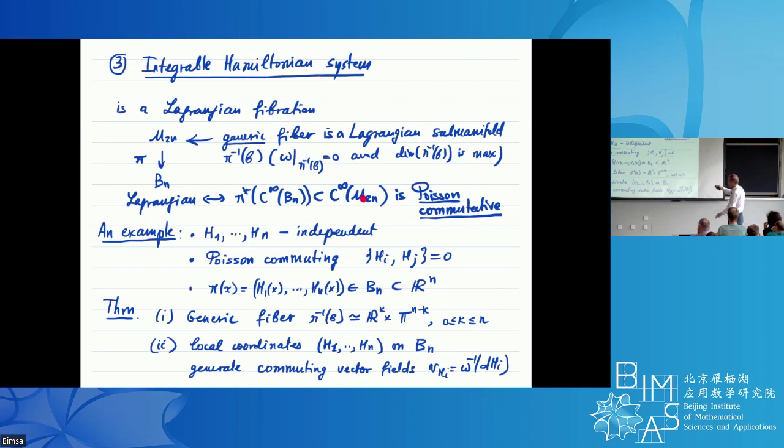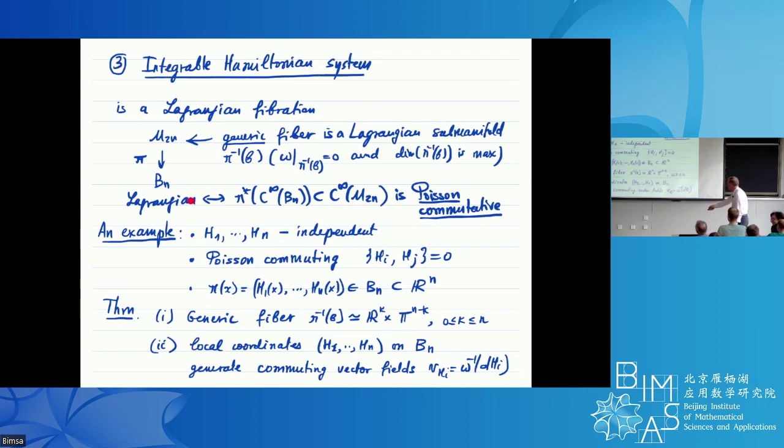This is a very important class of submanifolds in every symplectic space. And algebraically, this means the following. Okay.